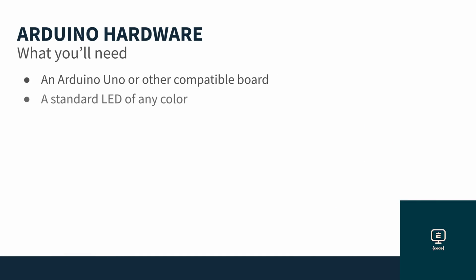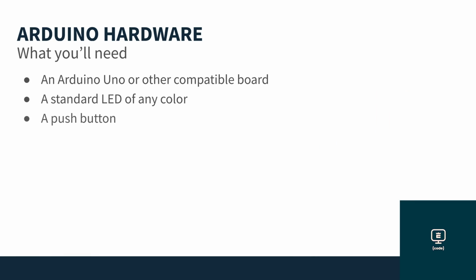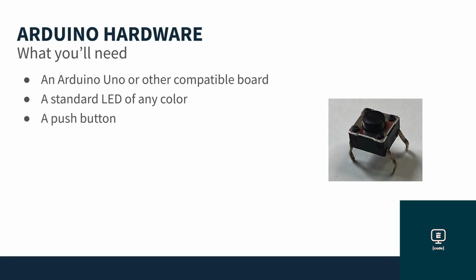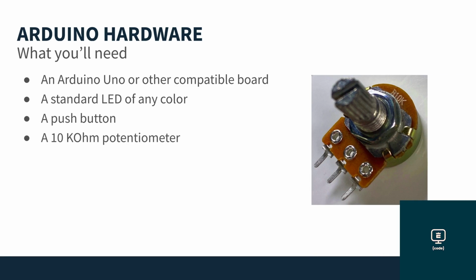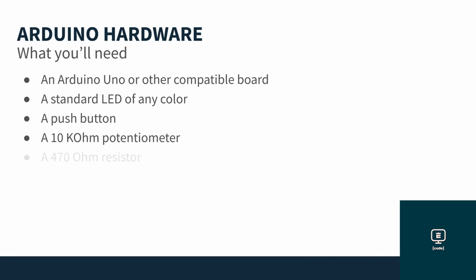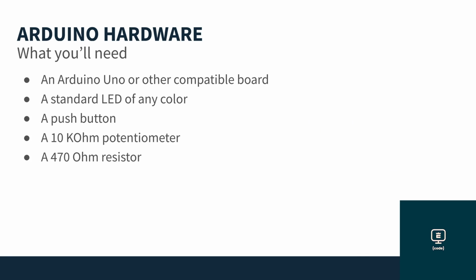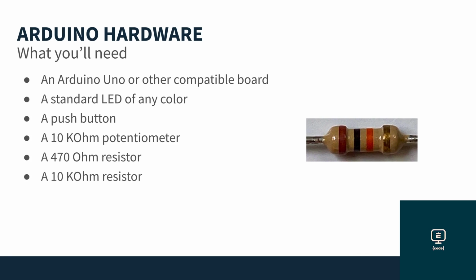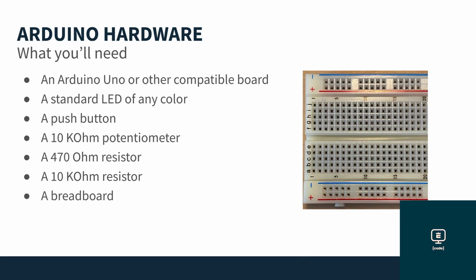And along with that, you're going to need a standard LED of any color, one push button, a 10K ohm potentiometer, a 470 ohm resistor, and I'm going to show you a little bit about reading resistors in the next couple slides. And along with that, a 10K ohm resistor. It's not required, but it is much handier to use a breadboard for assembling electronic circuits.